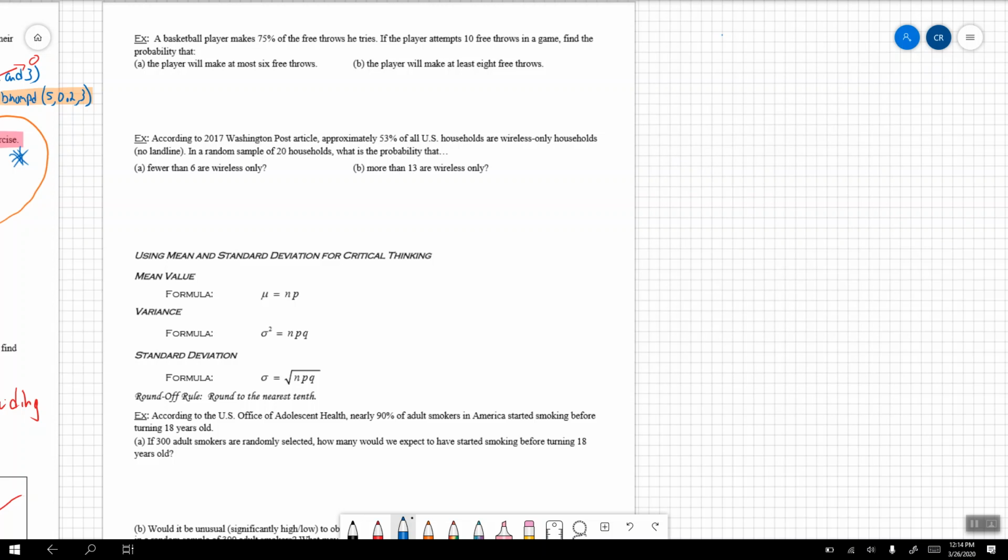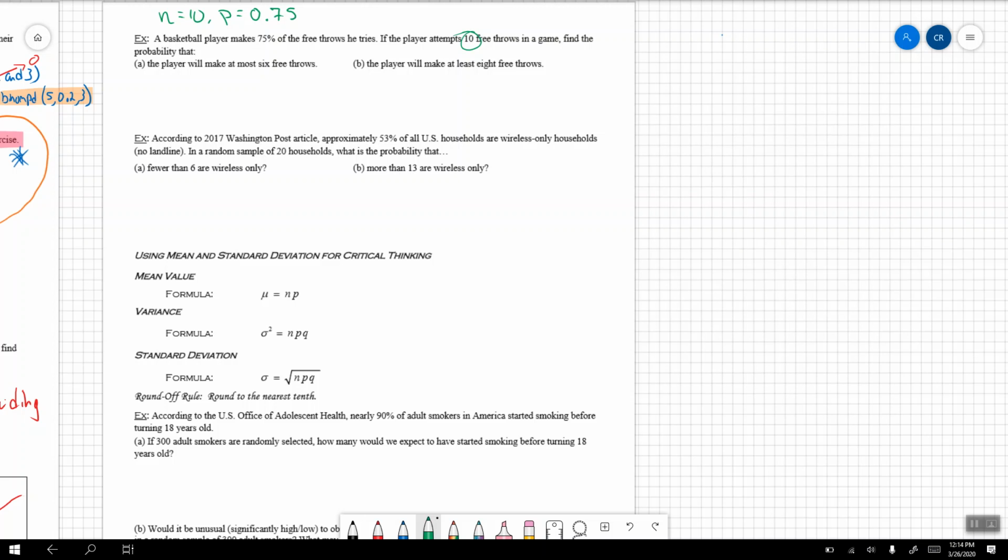Let's see if we can extract. All right. First of all, does this meet all of those 4 requirements? Well, let's check the first one. Fixed number of trials. Sure. He's doing 10 free throws. So n is equal to 10. Got it. Does he have a probability of success? Yes. That probability of success is 75% of the time he will make it. All right. So probability of success, awesome.